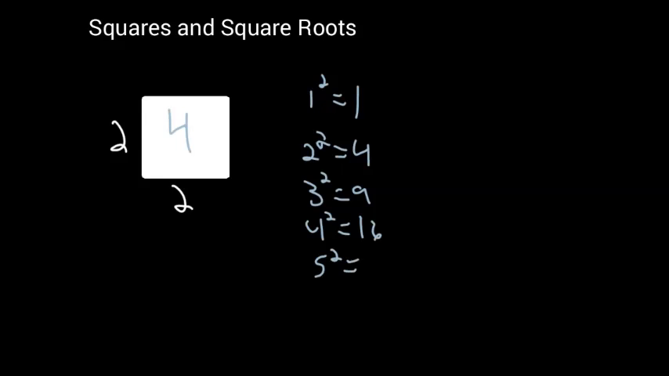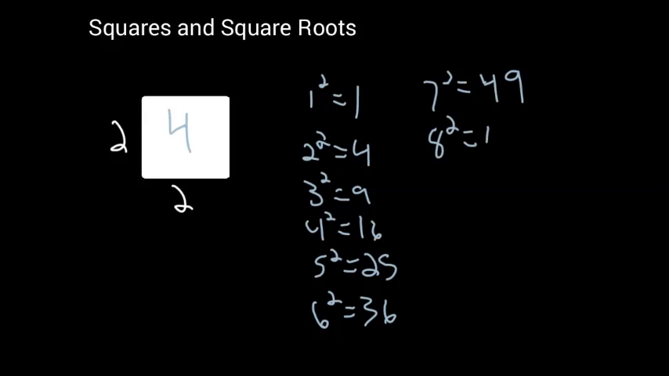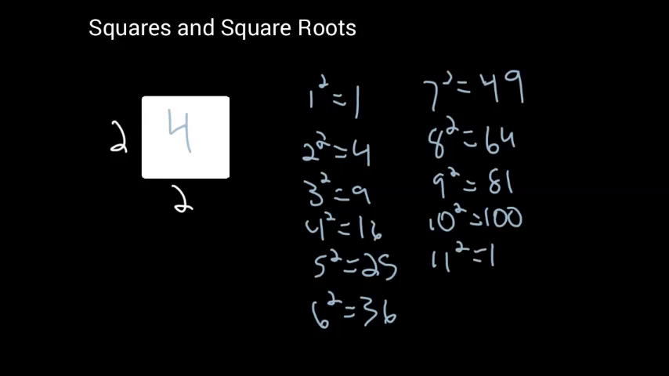5 squared equals 25. 6 squared equals 36. 7 squared equals 49. 8 squared equals 64. 9 squared equals 81. 10 squared equals 100. 11 squared equals 121. 12 squared equals 144.